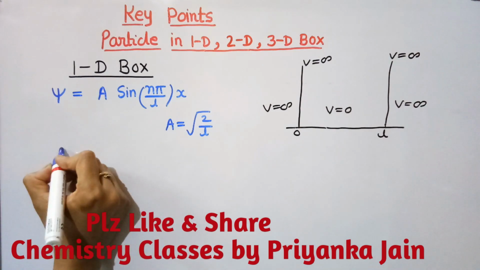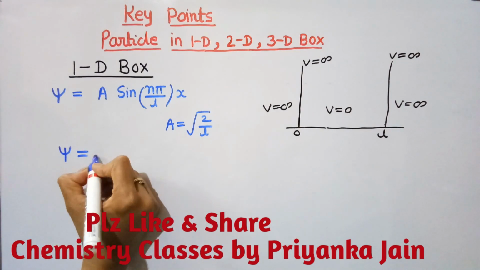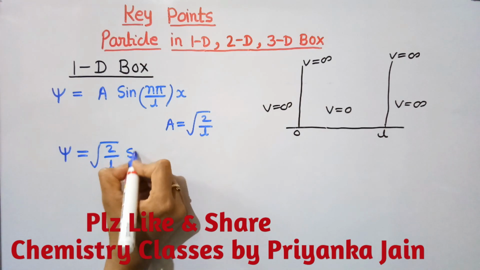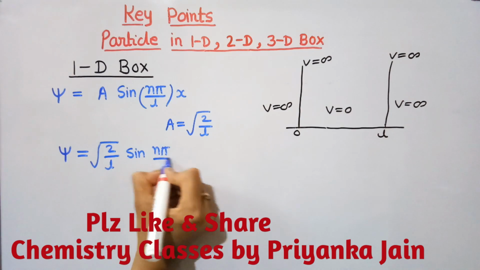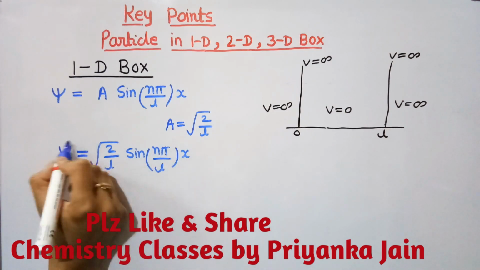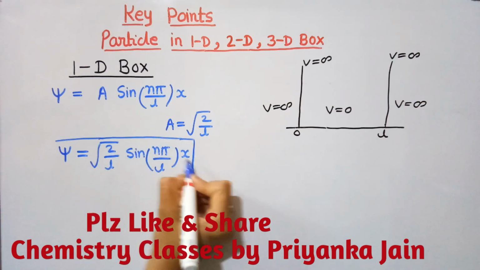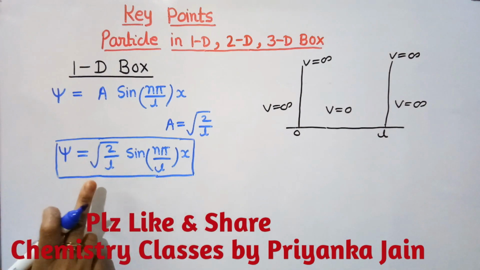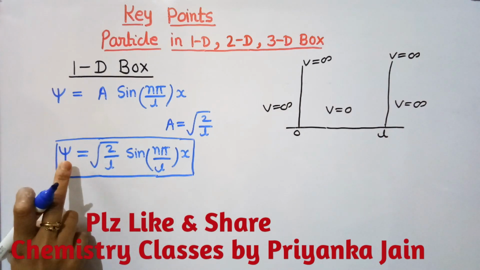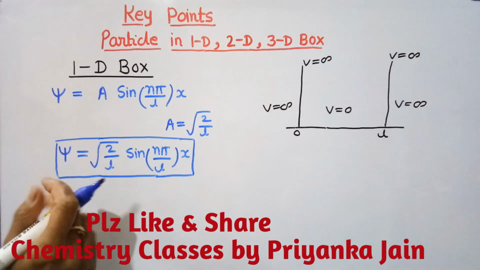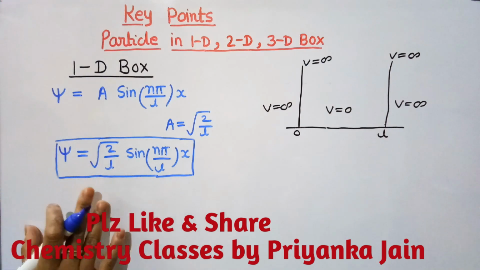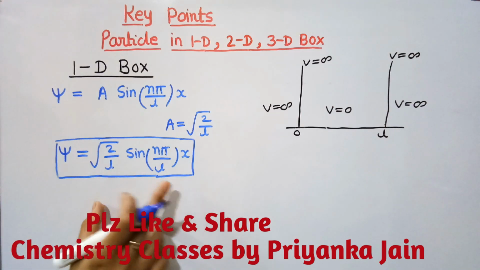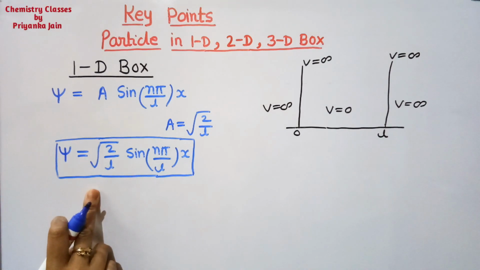So if we put its value, what is our normalized wave function? That will be equal to root 2 upon L sin(n pi upon L x). This is the wave function that you have to remember always, okay? Because if you are doing any numerical, if you have to find out an average value, then you have to write it down. So in every case you have to learn this, and the normalization constant also you should learn, right? So this is one formula, and then comes the energy.